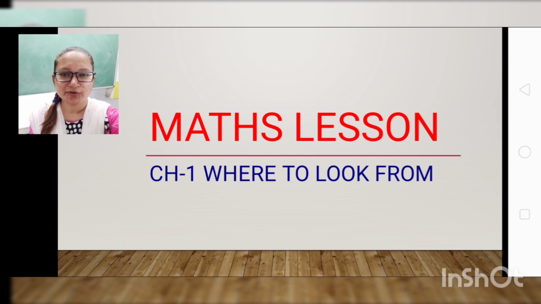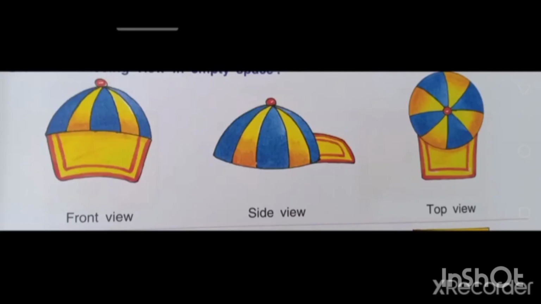Today we are going to learn our chapter 1, Where to Look From. So let's start. Look at the picture of a cap. It looks different from different sides. This is the front view, side view and top view. An object or a person looks different from different sides.